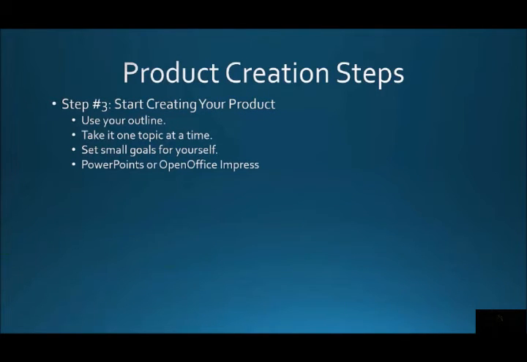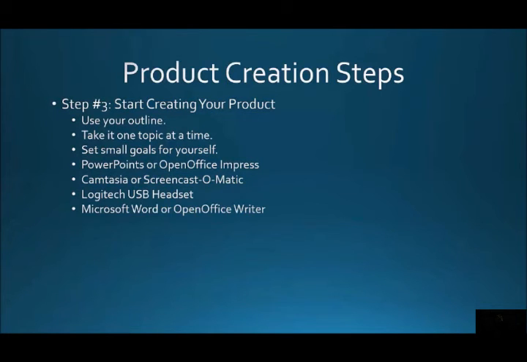You could use PowerPoints or OpenOffice Impress to create your info product. And then use a tool called Camtasia, which is what I'm using, or Screencast-O-Matic to actually record what is on your screen. And then I'm using what's called a Logitech USB headset. You can purchase that on Amazon. You could purchase it at your nearest Staples store, Best Buy, Walmart even carries them in the gaming section. They also carry that where people can buy gaming headsets. Like if they're big gamers and they like to talk with the USB headsets, that's where you can find those.